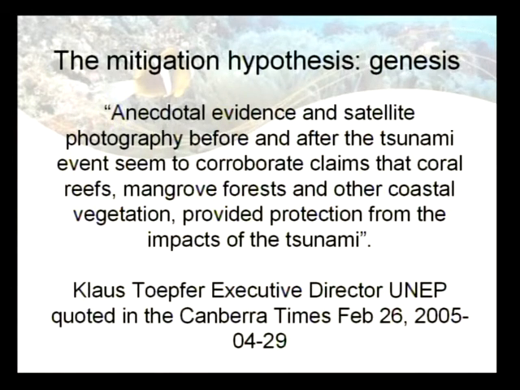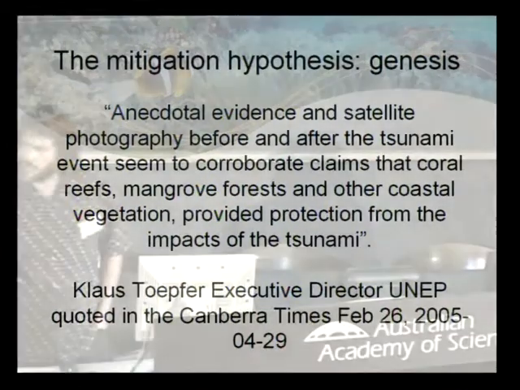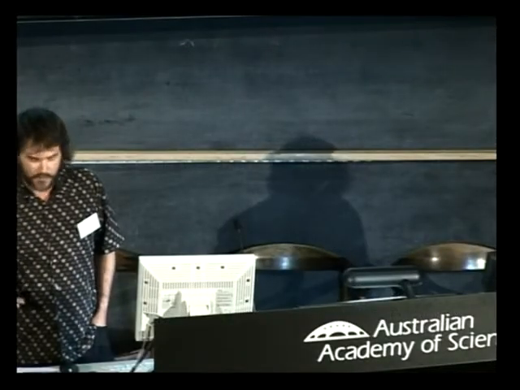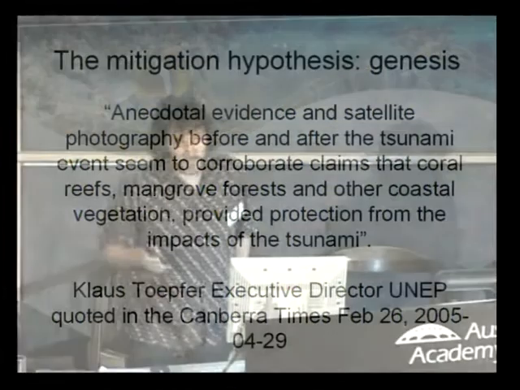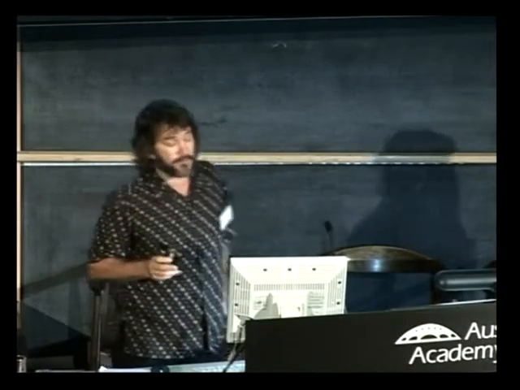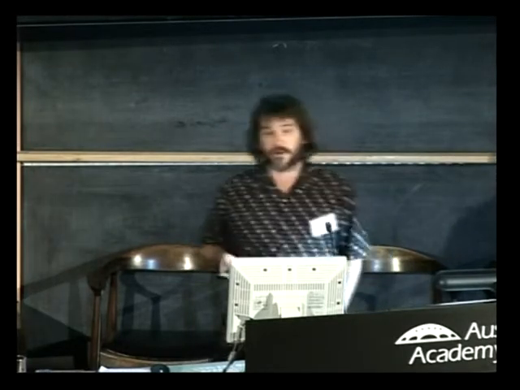But very shortly after, I think in January 2005, the United Nations Environment Programme commissioned a report called After the Tsunami, and they collected a lot of anecdotal evidence. Obviously, it was within weeks. They hadn't had time to quantify it. And what I call the mitigation hypothesis had its genesis in this document. And this is a quote from Klaus Topfler, the Executive Director of the United Nations Environment Programme, saying that anecdotal evidence and satellite photography corroborate claims that reefs and forests and other coastal vegetation provided protection.